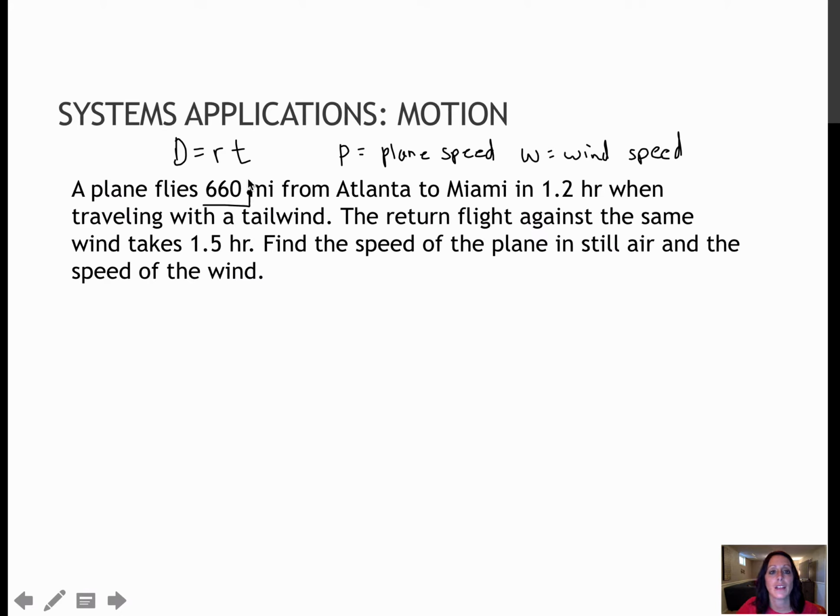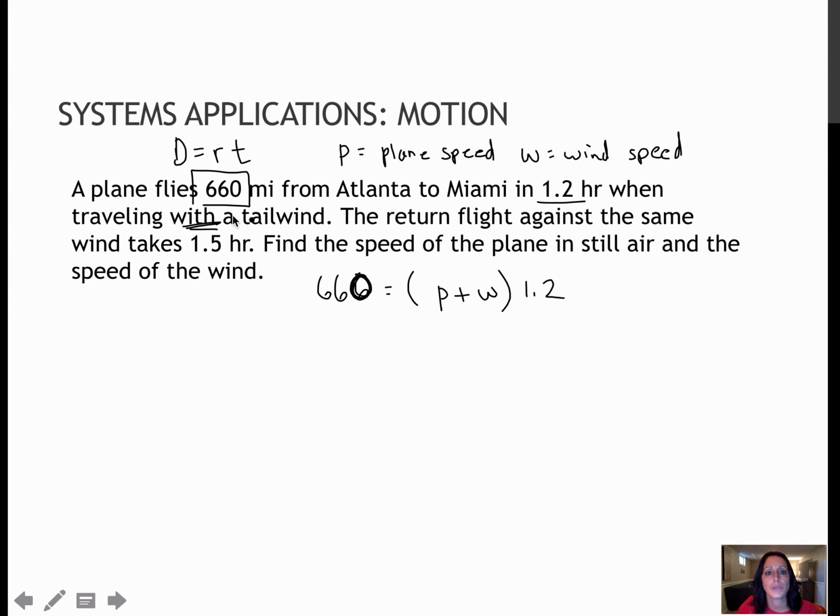So a plane is flying 660 miles from Atlanta to Miami, 1.2 hours, which of course is going to be a time, when traveling with a tailwind. So the plane speed would be assisted by the wind speed. So this first equation would be 660 miles, the distance of 660 miles equals the rate of the plane speed plus the wind speed. That's my rate, is adding the plane speed in still air and the speed of the wind because it's with the tailwind, and the time is 1.2 hours.